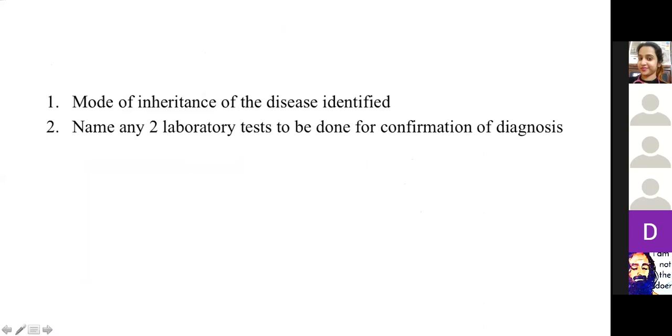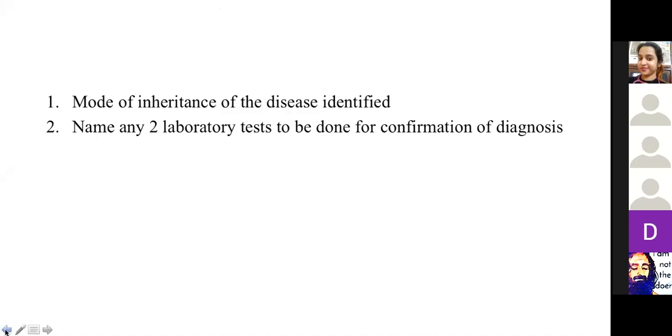Please type your answers, or you can just unmute and answer the questions. So, autosomal dominant, hereditary spherocytosis. So those are the right answers. So this is hereditary spherocytosis.